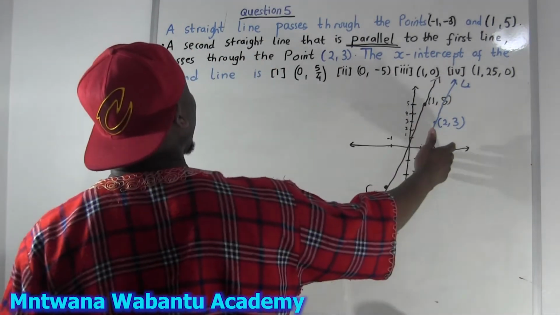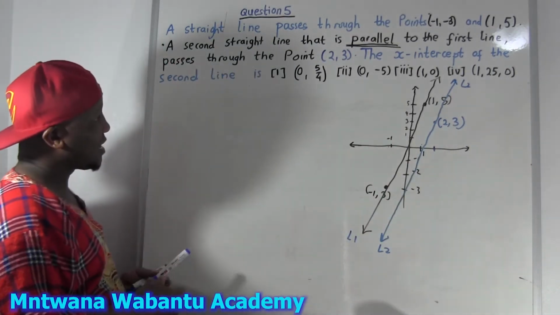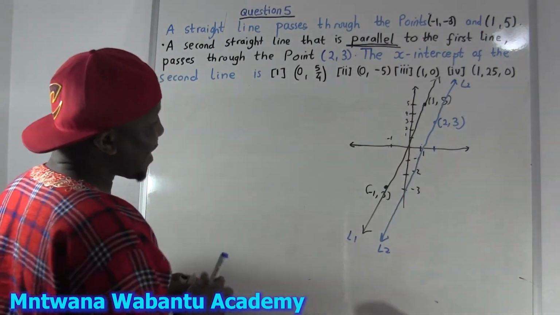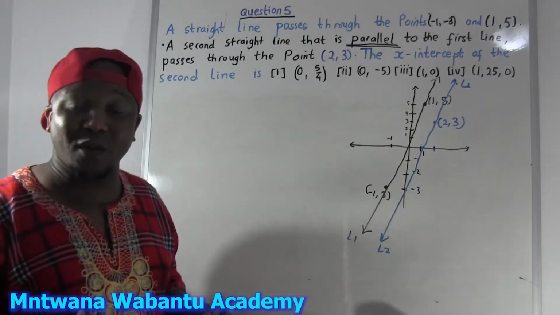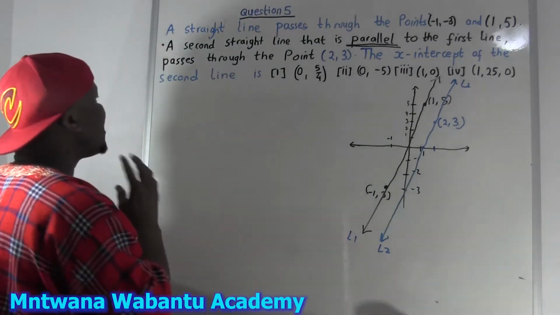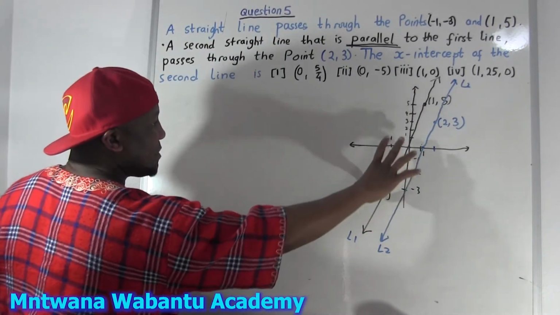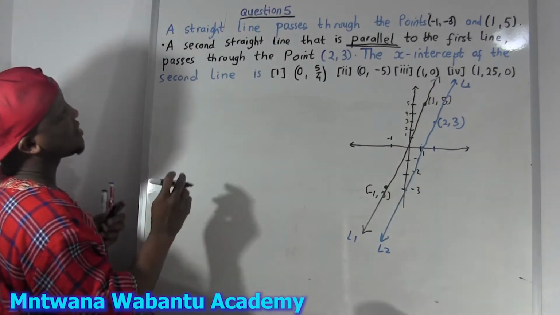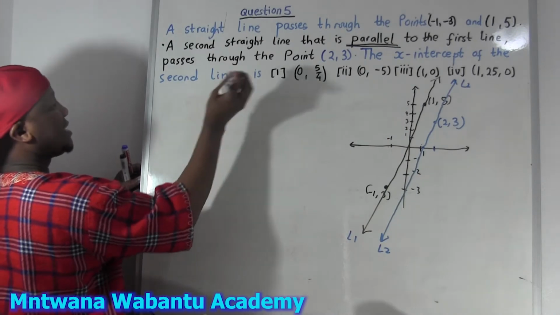For this second line, we only have one point. They say here the x-intercept of the second line is, so they want to know where it's going to cut. I can't say it's 1 because I'm not sure where it's going to cut. This is a rough sketch. So what I'm going to do is deal with the first line, because I don't know the other coordinate of the second line. Let me take the line whose points I know.